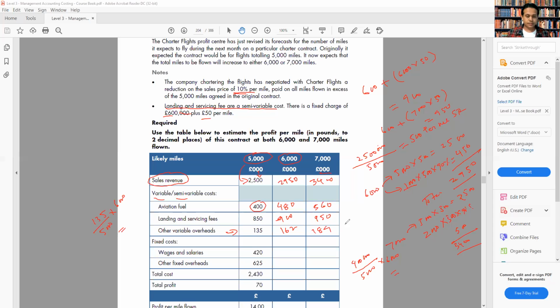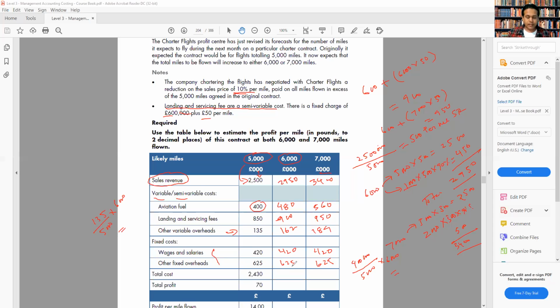Very good. Now the rest is our fixed cost. The fixed cost is fixed anyway. We don't have to change it. So just follow it. So we said 420. We don't have to change the fixed cost. Fixed costs remain fixed. 625. 625.